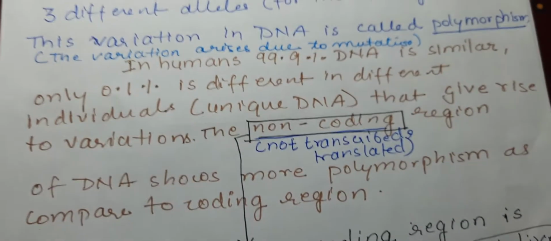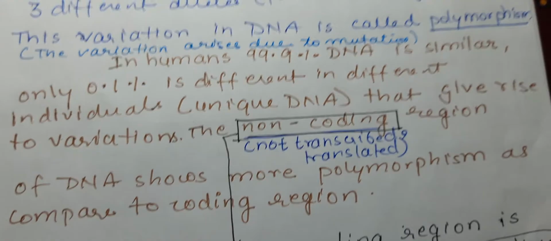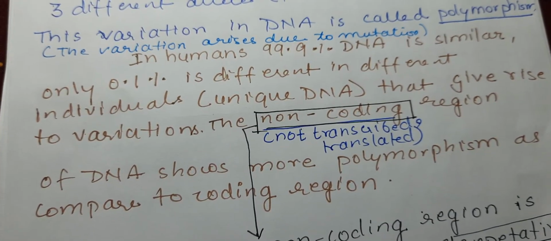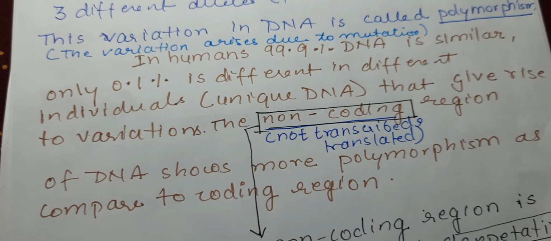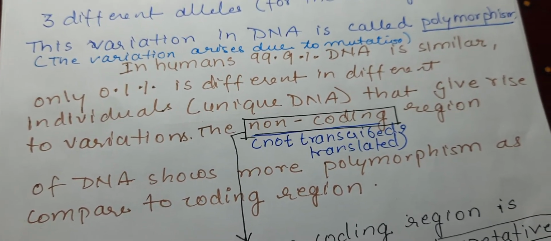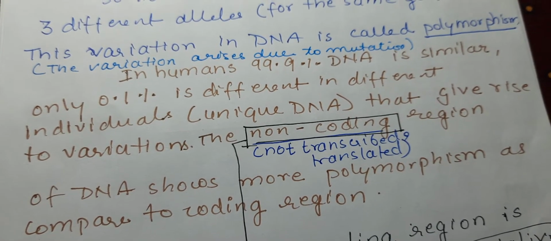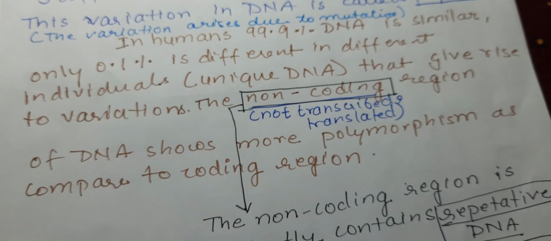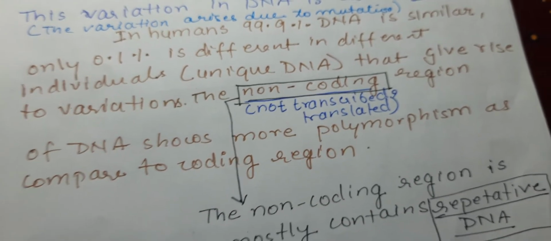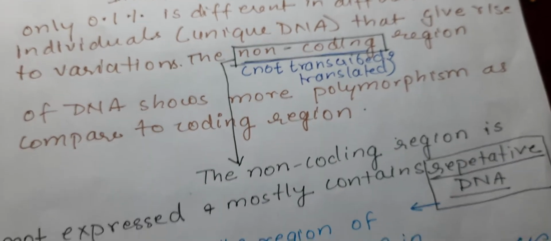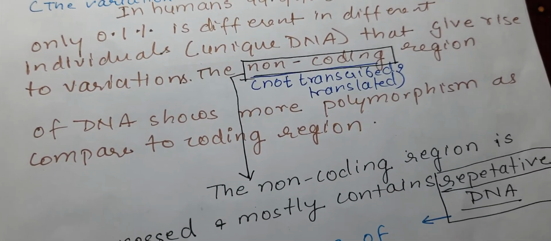Now, if you see, in humans 99.9% of DNA is similar. Only 0.1% differs in the individuals. So this is the unique DNA that gives rise to variation. The non-coding region of DNA shows more polymorphism as compared to the coding region.